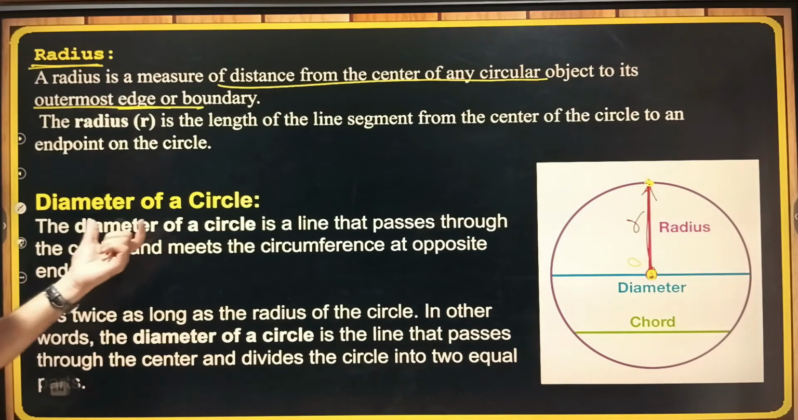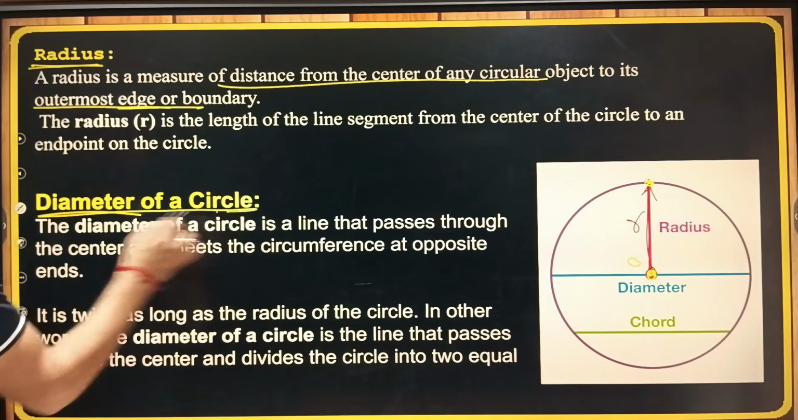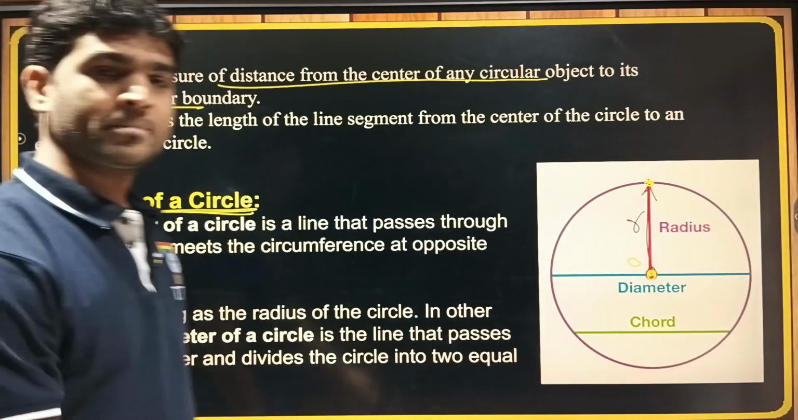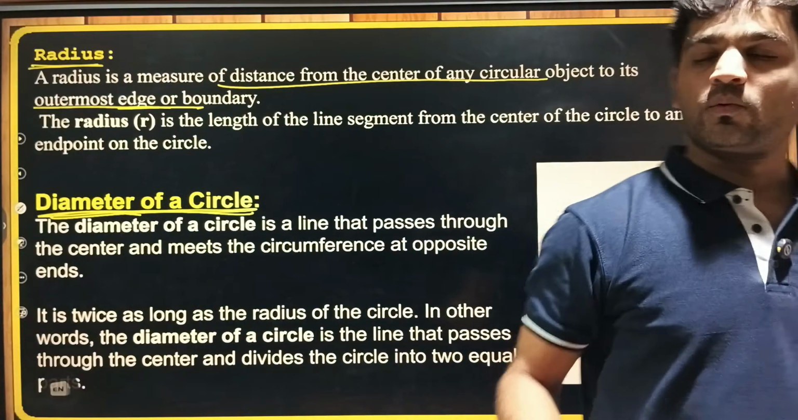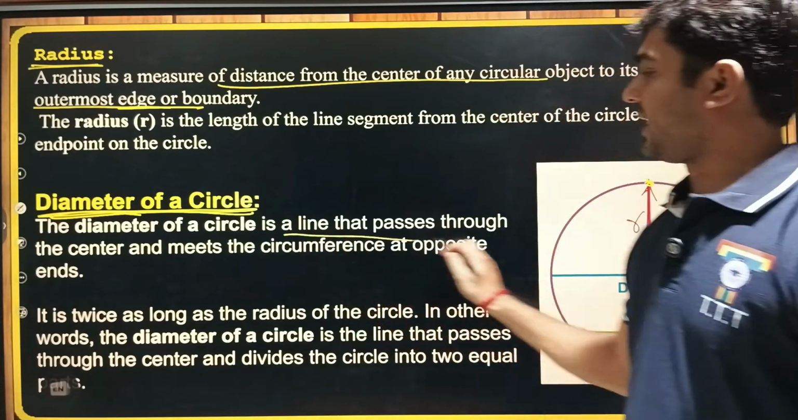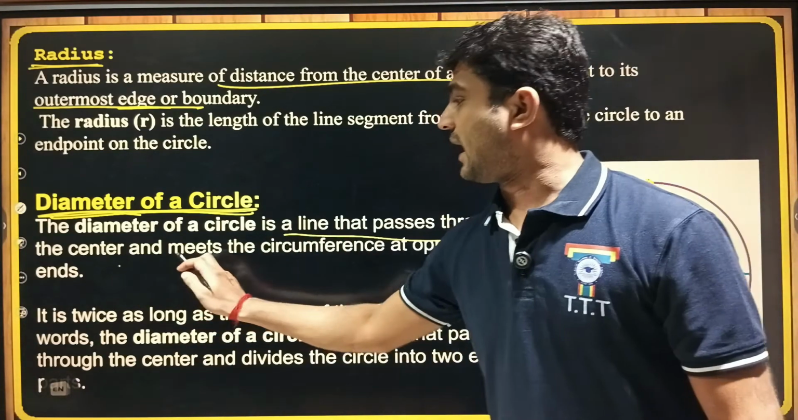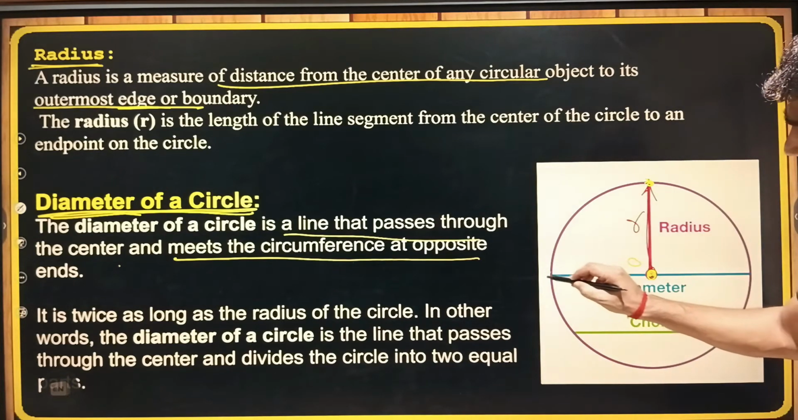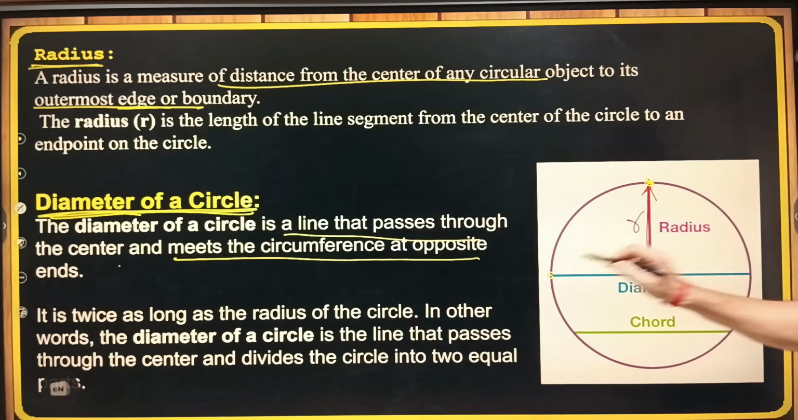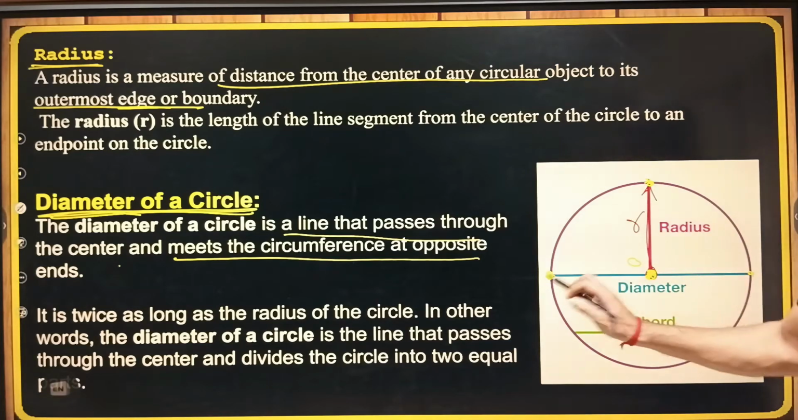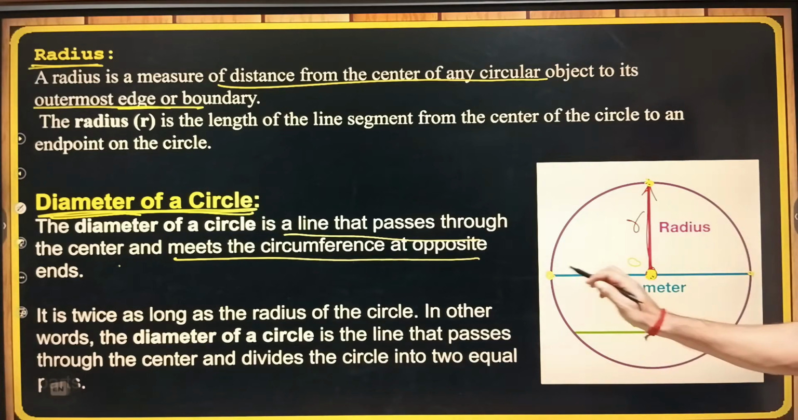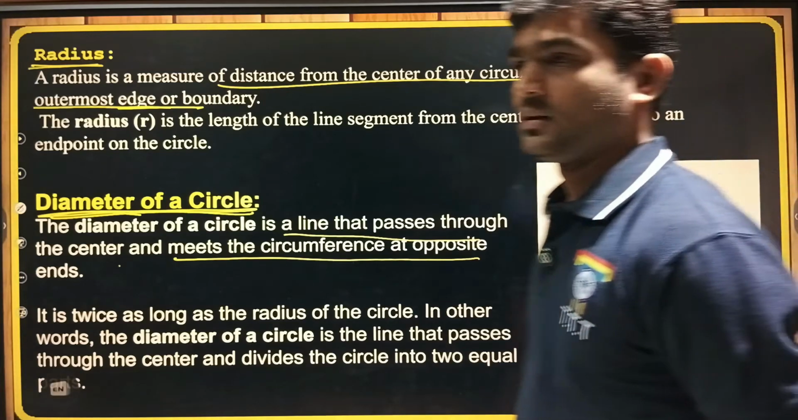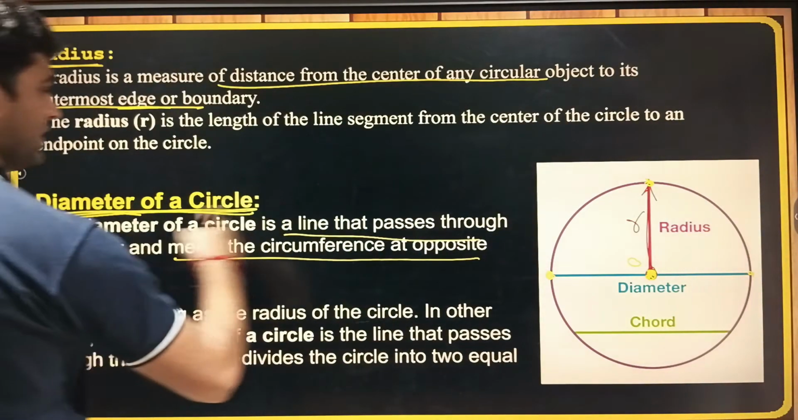Now one more is, as I said earlier, the diameter of a circle. What is diameter? Follow. The diameter of a circle is a line that passes through the center and meets the circumference at opposite ends. See, observe here, dear friends. This is the center point, and this is one point. This is another point. This is the circumference. The two outermost edges should meet, touch the circumference. If that passes through the center, that is called the diameter of a circle.